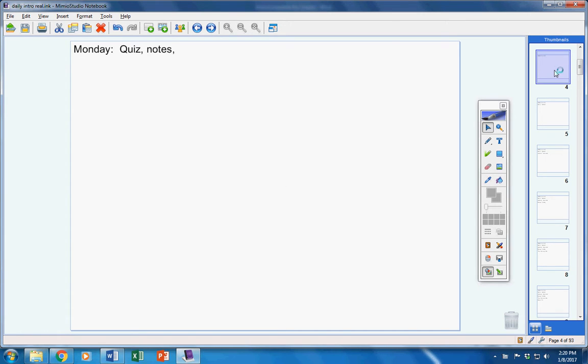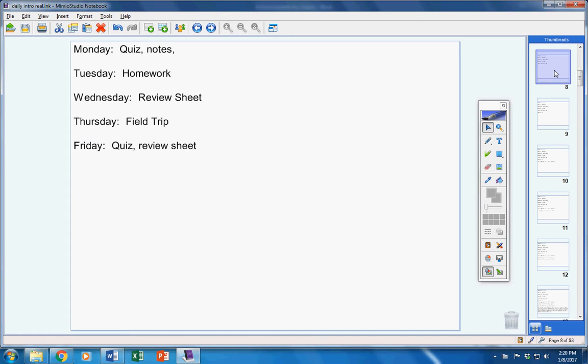Here's the schedule for the week. On Monday, we're going to take a quiz today. Hopefully you remember to study, okay? Quiz today, we're going to take notes. Tomorrow, we're going to work on homework. On Wednesday and Friday, we're going to work on the review sheet. Notice also on Friday, we're going to take a quiz, okay? Thursday's a field trip, so you will not have any class on Thursday, okay?